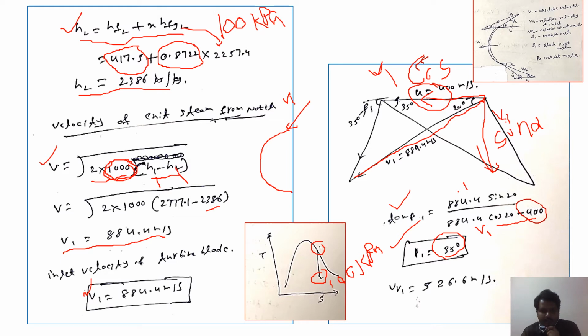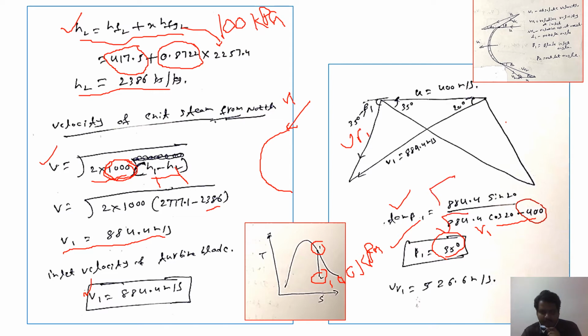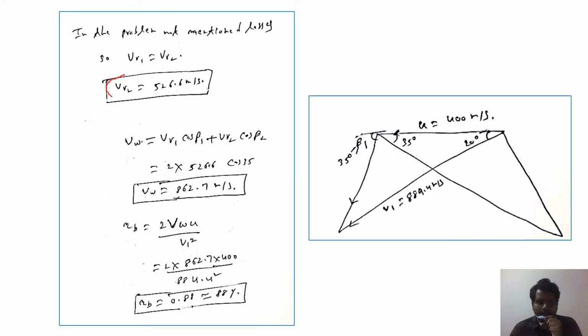Now we can find the VR1. VR1 is square root of this one and square root of this one, that is 526.6 meter per second. Now let us find relative velocity at outlet. Here this is the VR1 relative velocity at inlet, VR2 relative velocity at outlet, this is the V2 absolute velocity at outlet.